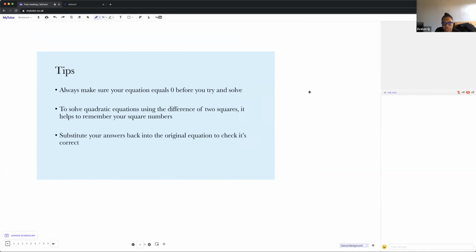Always make sure your equations equal 0 before you start solving. To solve quadratic equations using the difference of two squares, it helps to remember your square numbers. Make sure you're familiar with those, otherwise it will be a bit trickier to spot difference of two squares questions. And always substitute your answers back into the original equations to check that you are correct. With solving questions, it's usually easier to find out that you've gotten your question right by substituting your answers in.